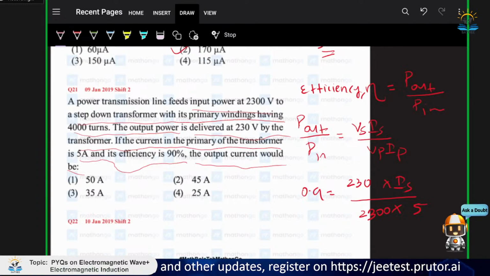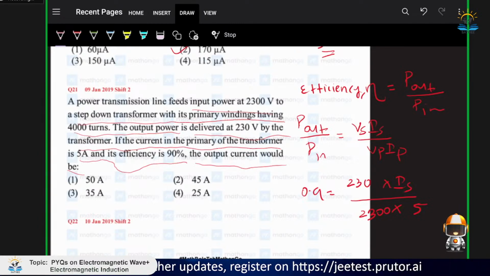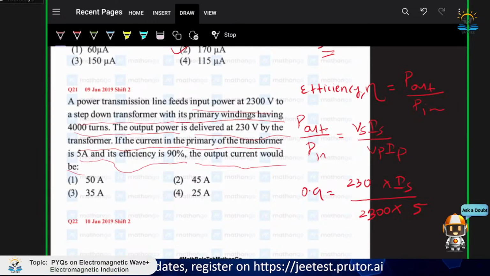From this we will get IS as 5 into 9, 45 ampere. 45 ampere. Okay. Next question.